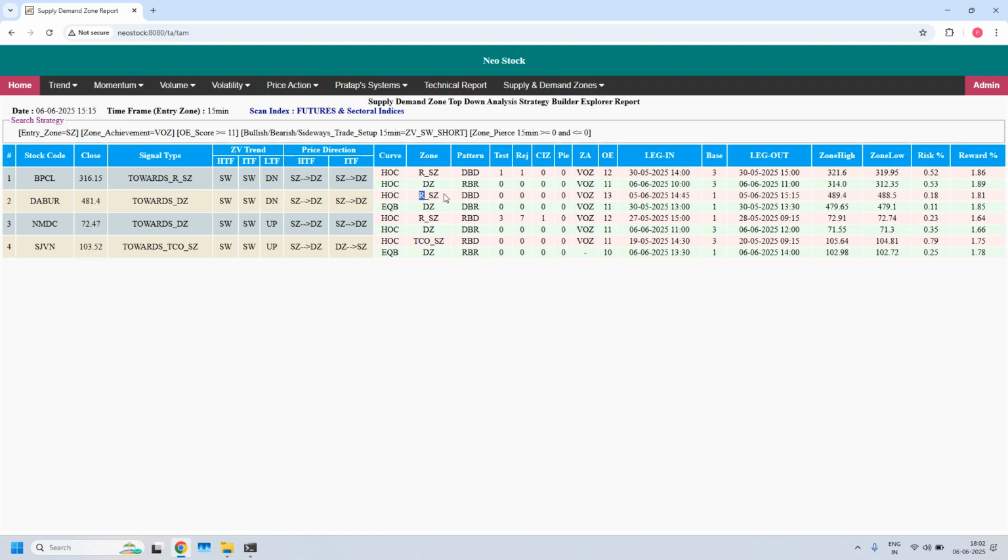See, some of the 15 minutes supply zones are already tested. This one is tested 7 times. This is what happens in sideways trend. Okay. Next, a bullish trade setup for daily income trade.